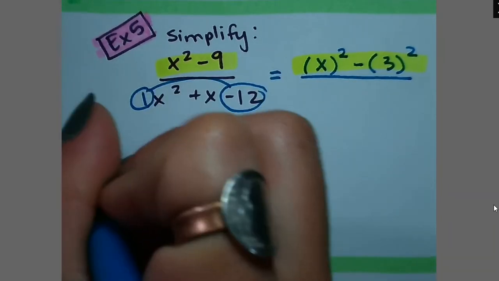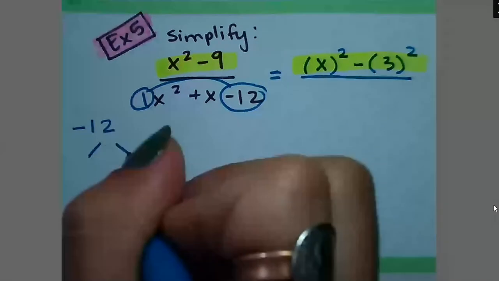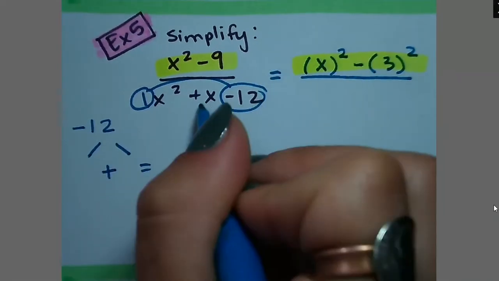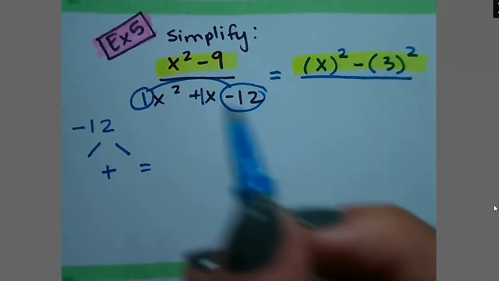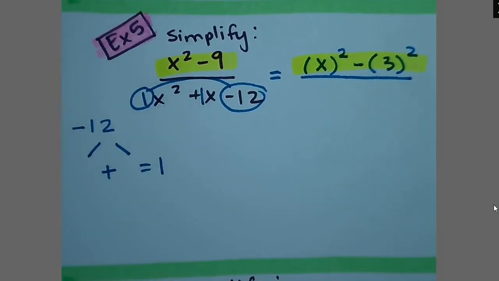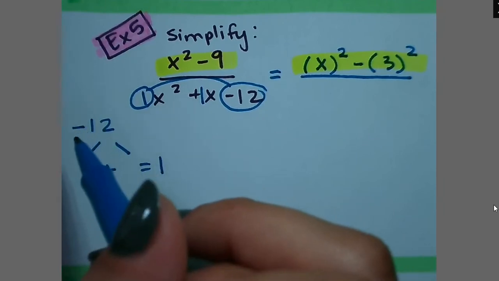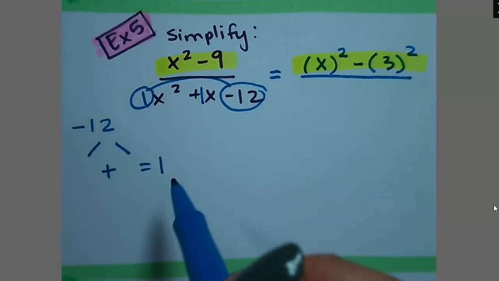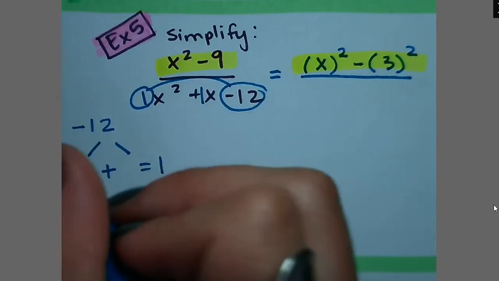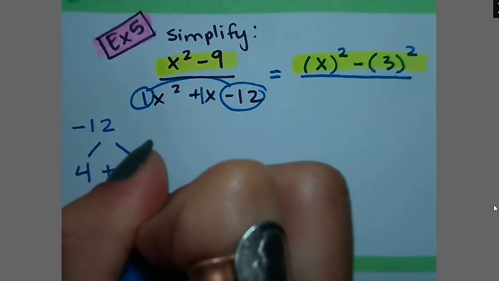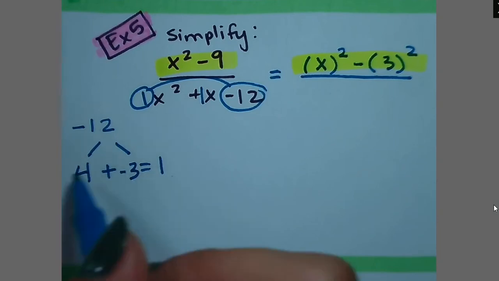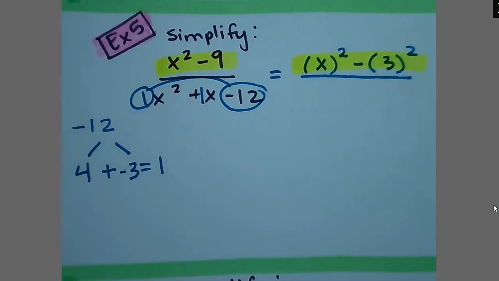1 times negative 12 is negative 12. And then I want 2 factors of negative 12 that add to give me 1, because there's a 1 in front of that x there. Okay, so factors of 12 are 1 and 12, 2 and 6, and 3 and 4. So hopefully you see that since this is a 1, we're going to be using 3 and 4 here. One of them has to be a negative number, and this is a positive 1, so that means it's going to be 4 and negative 3. Okay, 4 minus 3 is 1, and 4 times negative 3 is negative 12.